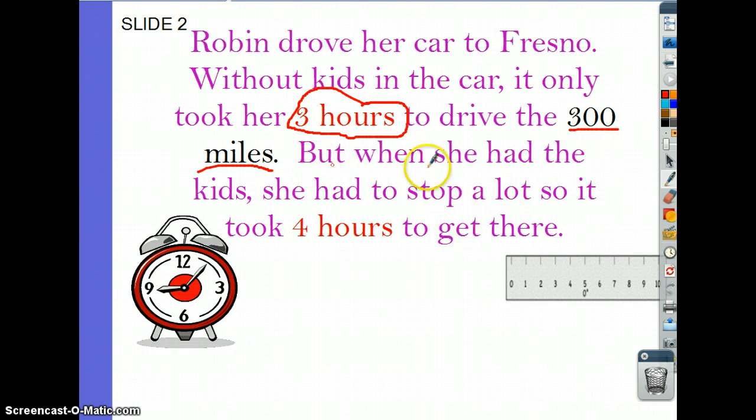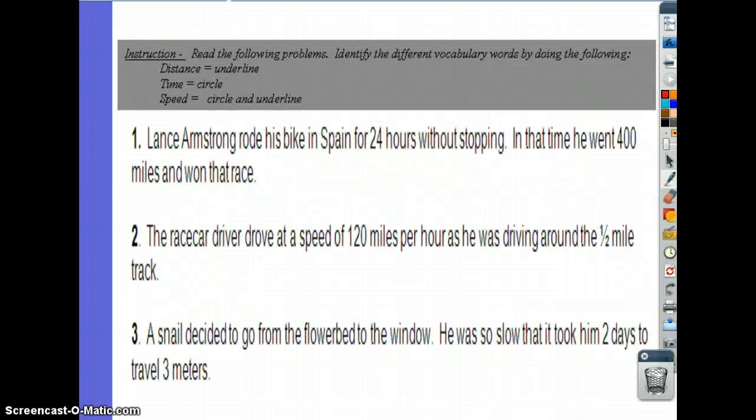Back to our problem, but when she had the kids, she had to stop a lot, so it took her 4 hours to get there. Again, 4 hours is a time. Clocks are round, so we're going to circle 4 hours because 4 hours is the time. When you're finished with those notes, you have a few problems where you're going to be circling the time, underlining any number that is a distance, and since speed includes both distance and time, we're going to circle and underline. I'll walk you through the first few.